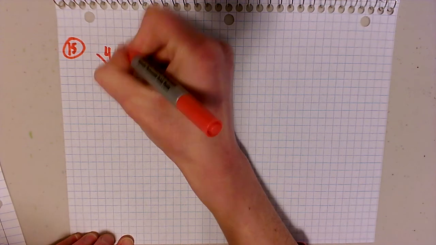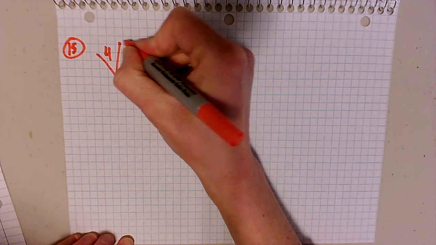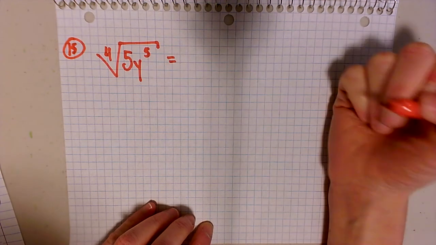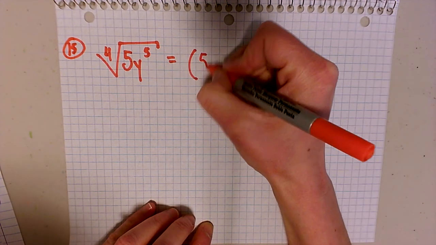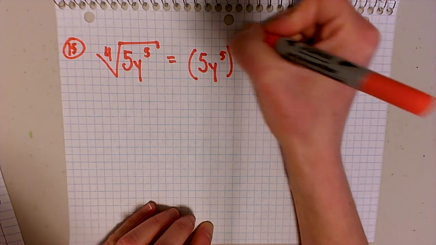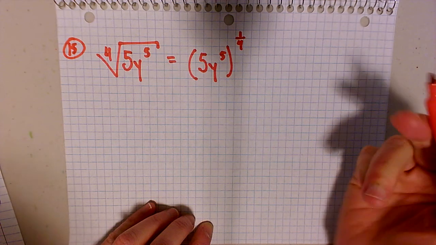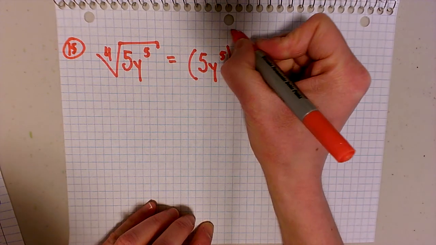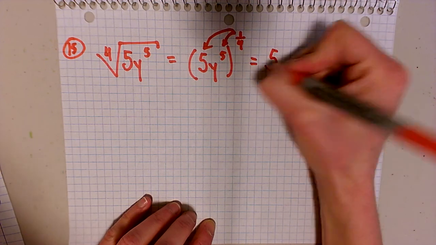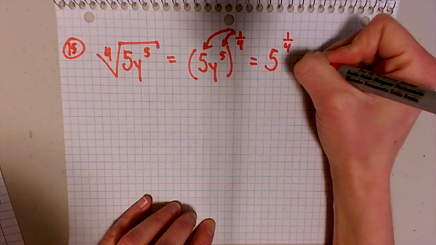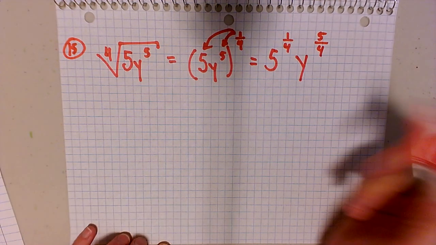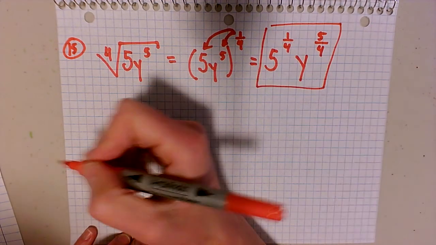So for 15, we have the 4th root of 5y to the 5th. So we've got a bunch of things going inside this radical. So how we're going to break this down is we'll take the 5y to the 5th, and we'll throw it in parentheses, and we'll say that this is all raised to the 1 over 4. Okay, and then we would take this 1/4 and multiply it by the exponents inside the parentheses. So then this is going to turn into 5 to the 1/4 times y to the 5/4. And then that's your answer for 15.